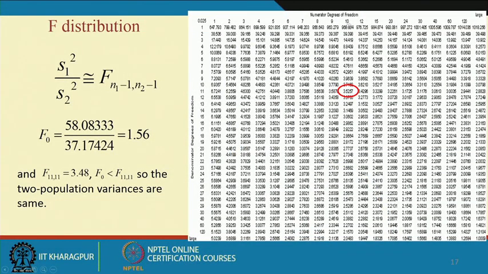So you can find the value for nu1 of 10 and nu1 of 12 with nu2 of 11, and then take the average of the two, which will give you this tabulated value of 3.48. Okay. For the time being, understand that if the tabulated value is more than the computed value from the sample variances, then the two variances are not different. What the error is, and whether the decision is correct or not, all those things will be discussed later.